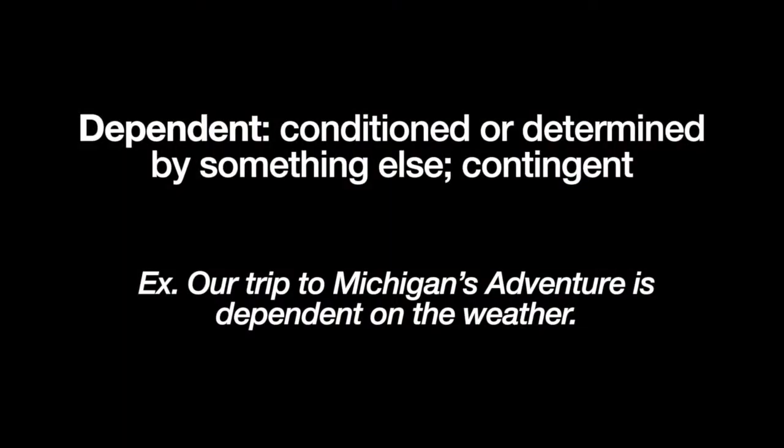So let's start out, shall we, with some basic definitions of what dependent and independent generally mean. Some basic Webster's dictionary stuff here. Dependent means something that is conditioned or determined by something else. Another word we use for that is contingent. An example of that would be our trip to Michigan's Adventure is dependent on the weather. Maybe you've been to Michigan's Adventure before. They don't even open the water park until it gets to be about 70 degrees. So if you plan to make the trip out there, you better be watching the weather.